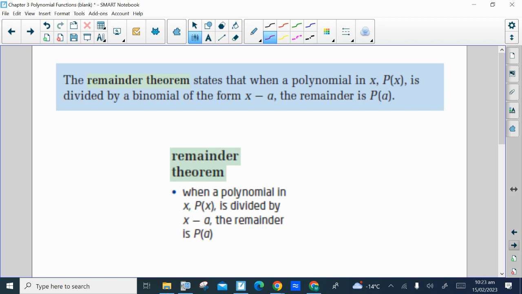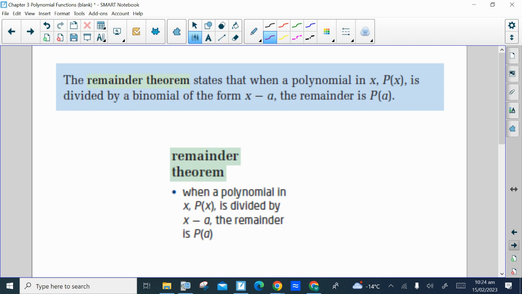So the remainder theorem states that when a polynomial in x, p of x, is divided by a binomial of the form x minus a, you can find the remainder by evaluating that polynomial for p of a. And why is knowing the remainder important? Well, we've been talking about that. If the remainder is 0, that means that the binomial divides evenly into the polynomial, which means that the binomial is one of the factors of the polynomial. If it divides evenly, it's a factor. And if it divides evenly, that is because the remainder is 0.